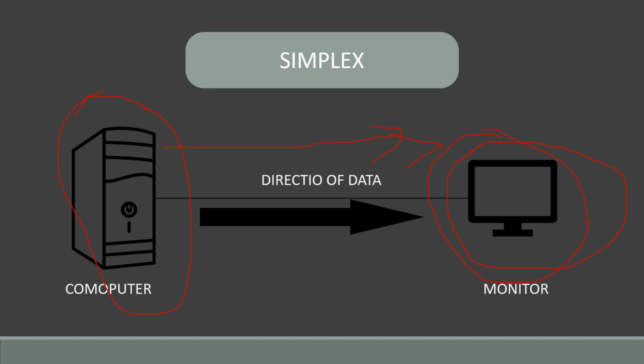Characteristics of the simplex transmission mode are: first, it is unidirectional. Communication can be done only in one direction, that is from sender to the receiver.